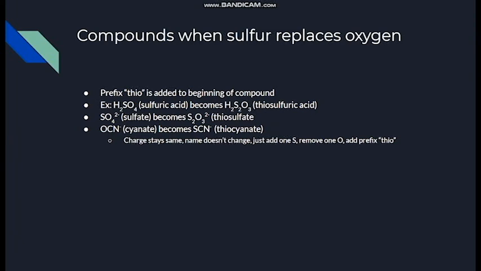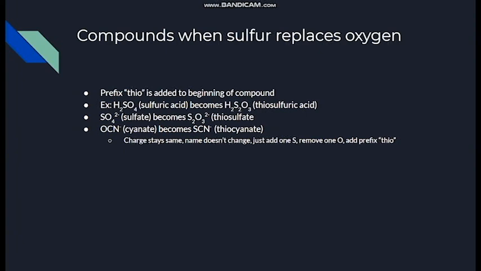Alright, finally, compounds where sulfur replaces oxygen. We're going to use the prefix thio at the beginning of the compound. So, for example, H2SO4, or sulfuric acid, will become H2S2O3, thiosulfuric acid. Literally what happens is one of the sulfurs replaces one of the oxygens in the compound. So we take out an oxygen, so this goes from 4 to 3, and we add another sulfur, so it goes from 1 to 2. For example, SO4 2-, or sulfate, will become S2O3 2-, thiosulfate.